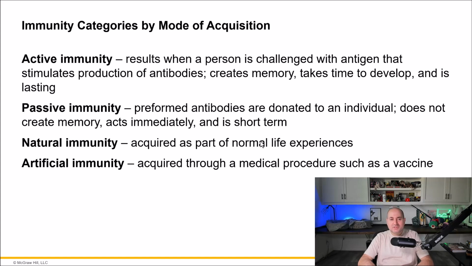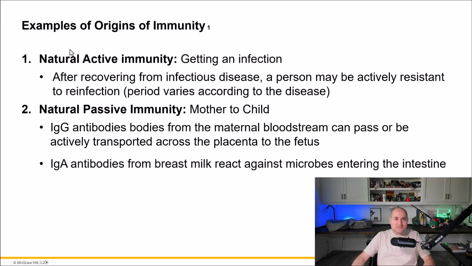So let's talk about how do we combine these terms. Here's some examples. Natural active immunity would be, for example, getting an infection. Like, so if you come down with COVID, right? It's natural because it's just part of life, and it's active because it's going to stimulate your B cells to make antibodies and memory cells. Does that make sense?